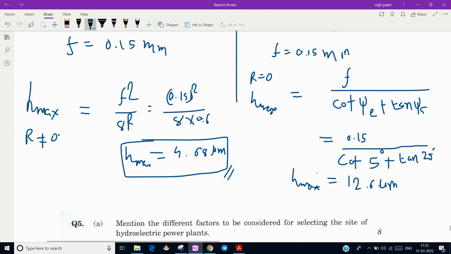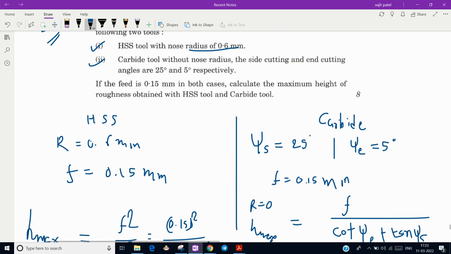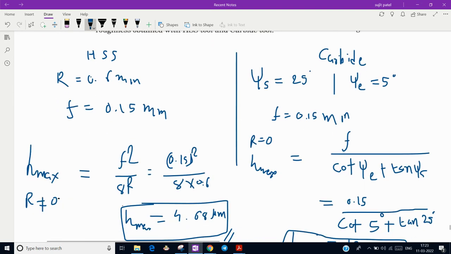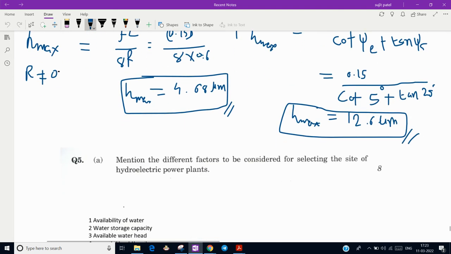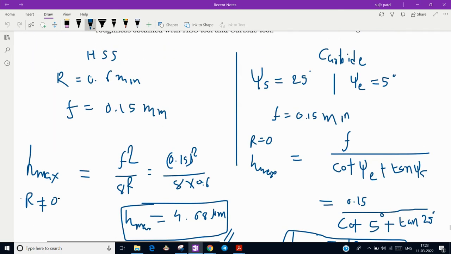You can say that this is a good example for revision as well as for your notes and question practice, because sometimes we know the equation but we don't know how to apply it. So this is the best example from an application point of view, where you can understand how the formulas are applied in a question.